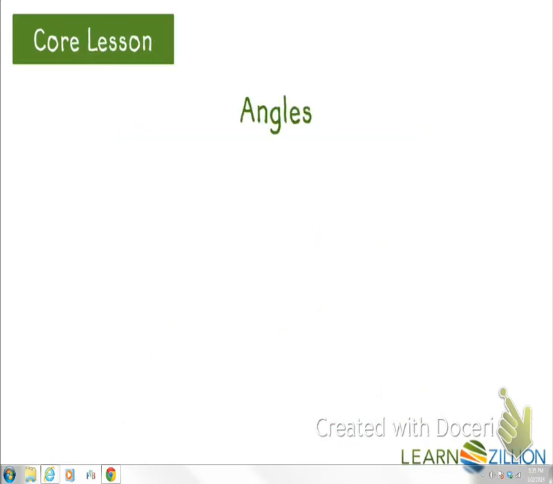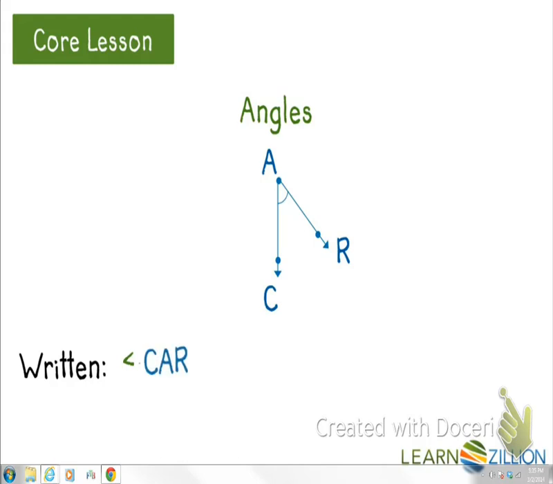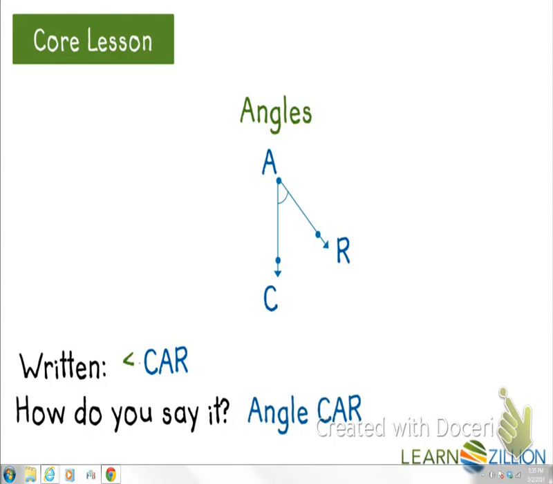So for angles, let's look at our angles. We have here right, acute and obtuse angles, and angles are formed by two rays with an endpoint called a vertex. Now let's look at this angle here, CAR. So using this example, we would call this angle CAR, and we would say it's called angle CAR, or we can go in the opposite direction and call it angle RAC.